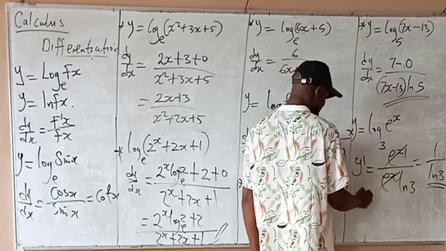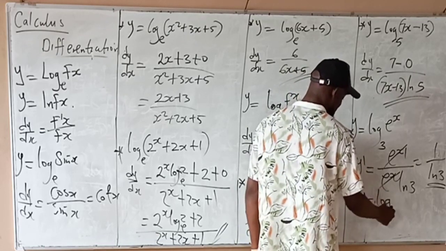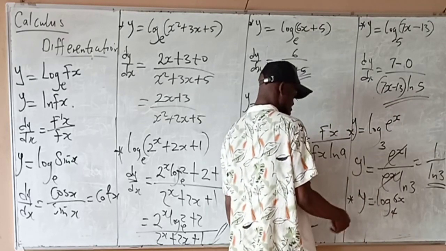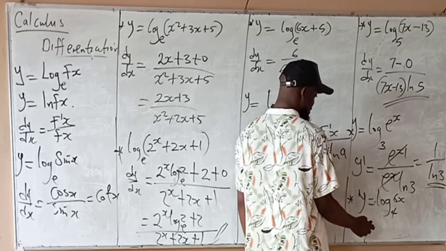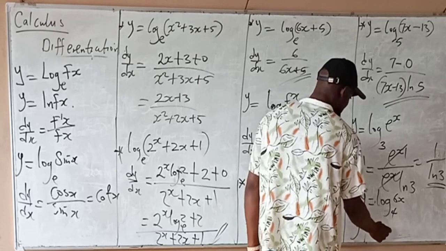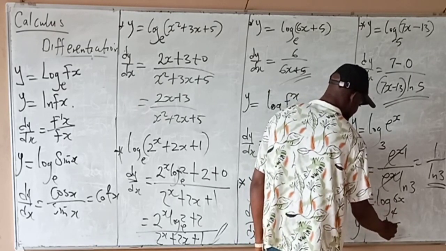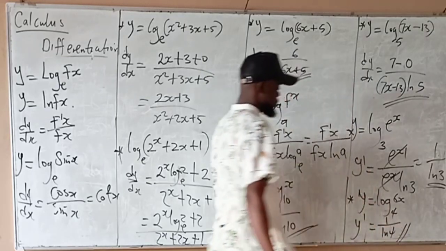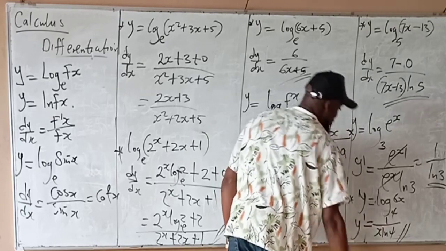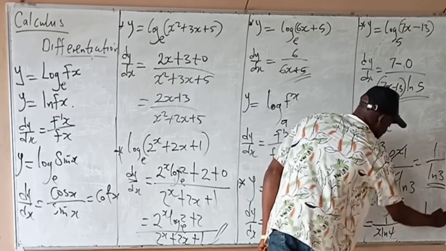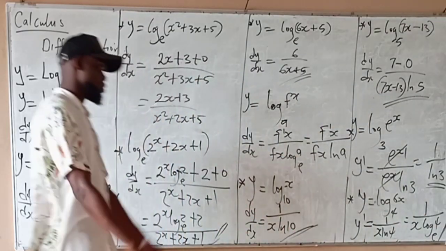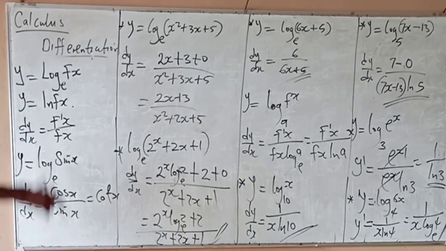Try this one yourself. If y is equals to log of 6x to base 4. The derivative of this should be 1 over x ln 4, or 1 over x log 4 to base e. So it will be the answer. So we try it to see what you are going to get.